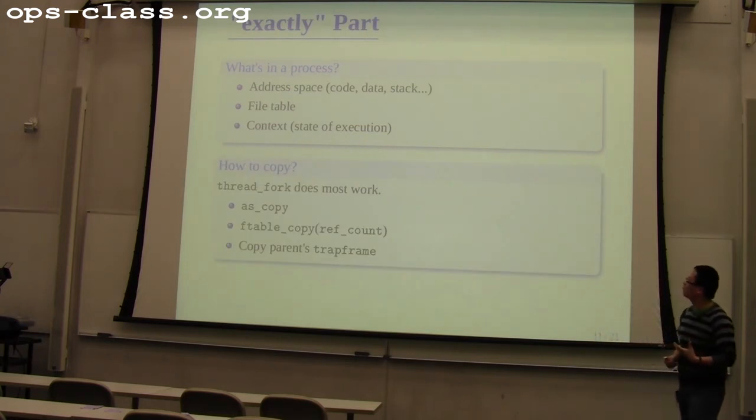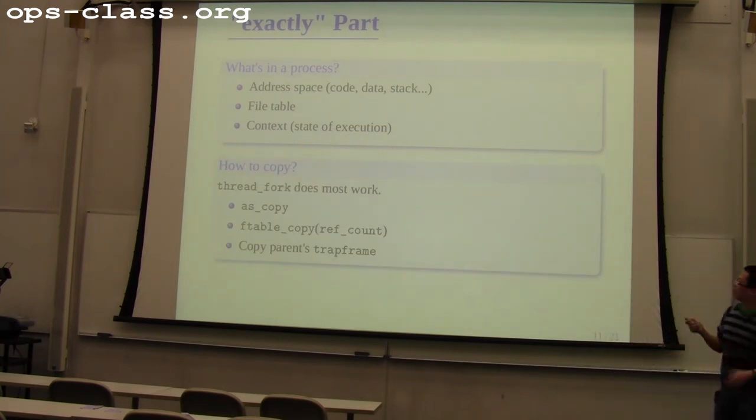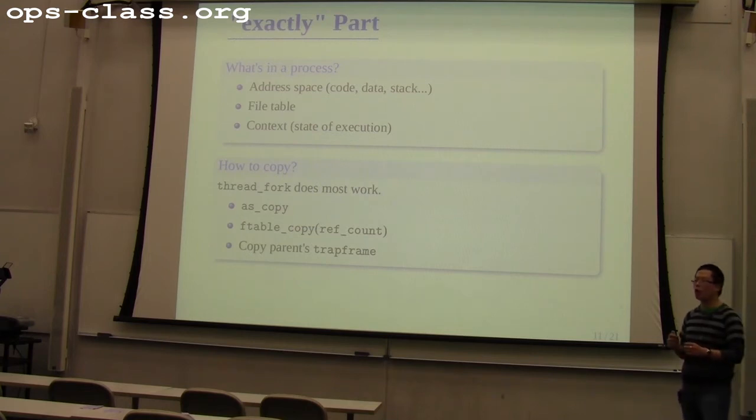So how do we copy them? Well, we have one function called thread fork, which will copy almost everything inside a thread. It first creates a new thread and copies almost everything to the new thread. And we need to do a few extra copies here. First, we need to copy the address space, because thread fork doesn't do that. And then we need to copy the file table, right?